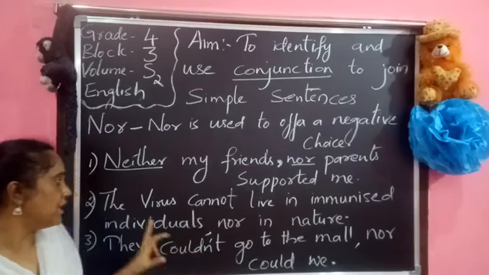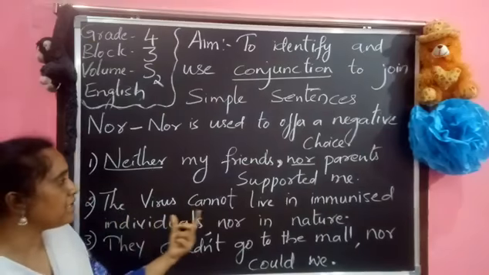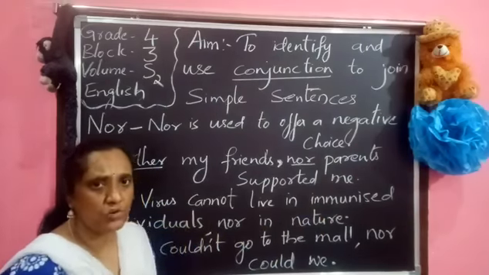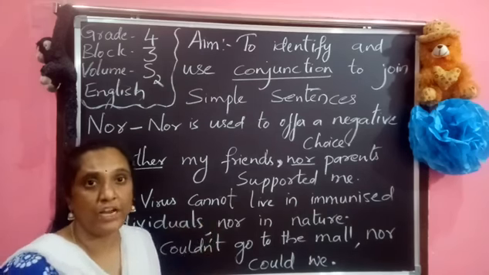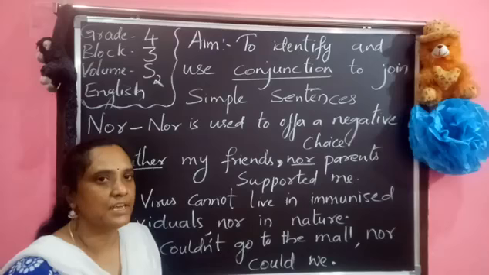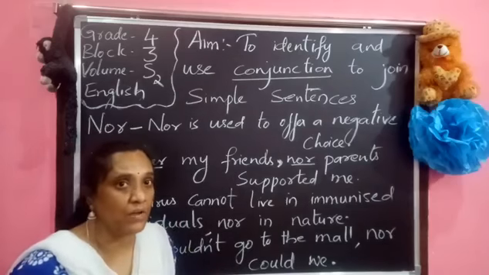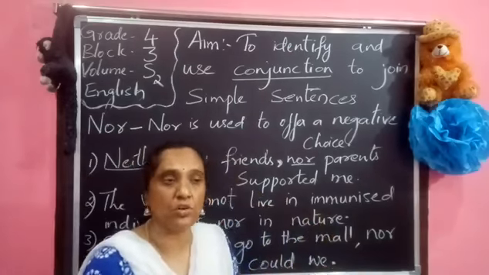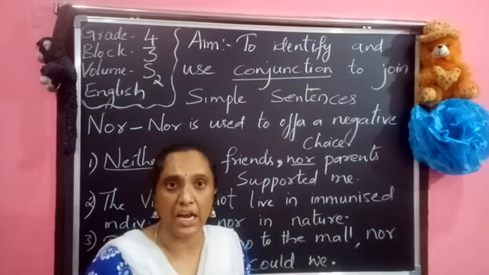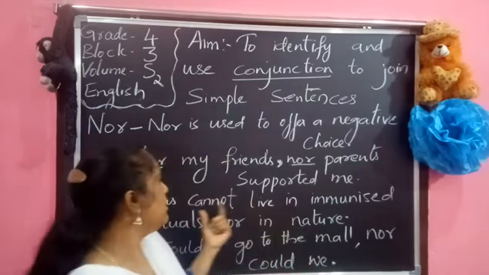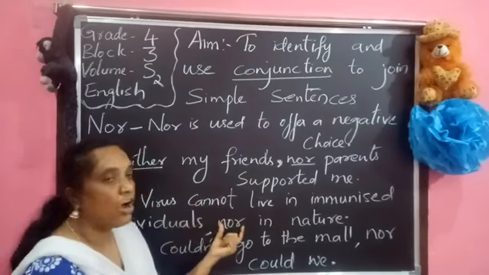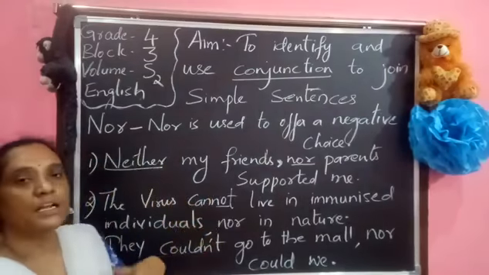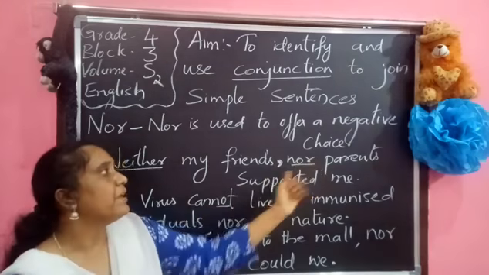Next, if you see the second one, the virus cannot live in immunized individuals. Can it live in immunized individuals? If you are immunized, if you eat well and if you are very good in health, it cannot live. We are not saying it can live. Can live is positive. Cannot live is negative. So it cannot live, nor in nature. So we are telling that in nature also it cannot live, even in the air it cannot live for much time. That's why we use neither nor. So the virus cannot live. We are saying that it cannot live, so it is a negative choice.